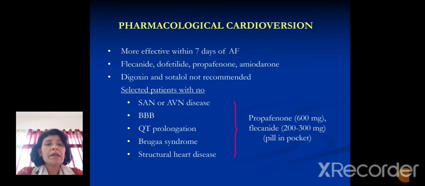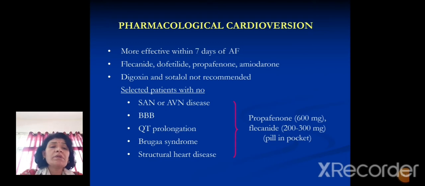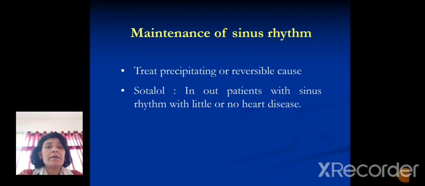So the patients are selected wherein there is no sinoatrial node disease or AV node disease, no bundle branch block, no QT prolongation, no evidence of Brugada syndrome or structural heart disease. Then propafenone 600 mg or flecainide 200 to 300 mg is started.